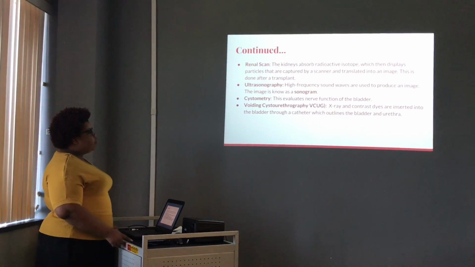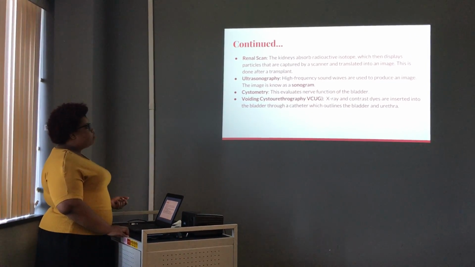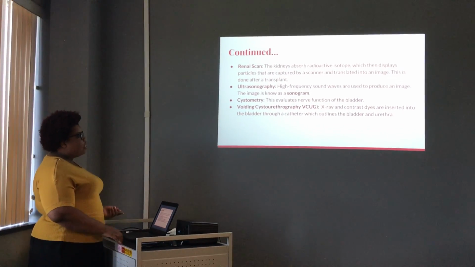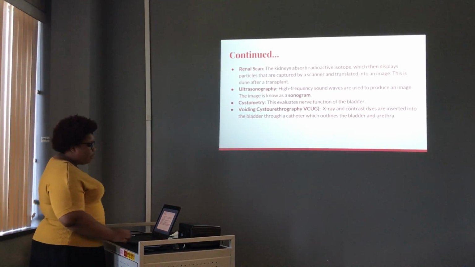Cystometry evaluates the nerve function of the bladder. Voiding cystourethrography, VCUG, uses X-ray and contrast dyes inserted into the bladder through a catheter, which outlines the bladder and the urethra.